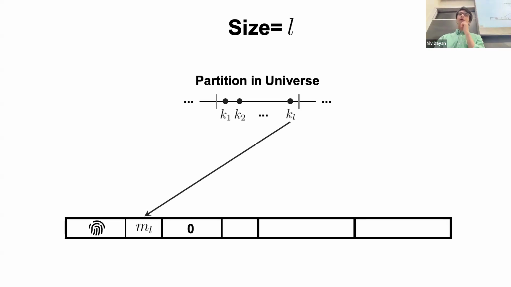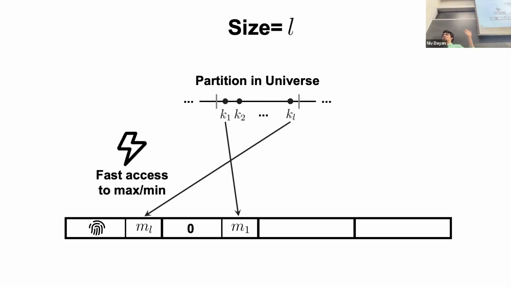Now, we're going to store the mementos like so. I'm going to store the maximum memento near the fingerprint and the minimum memento near the 0 fingerprint. This is kind of weird, but this is just going to let us access the max and min mementos quickly, which is going to help us out during queries. We'll see this in a second.